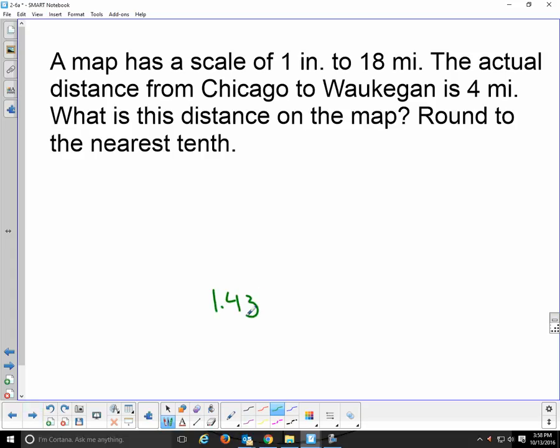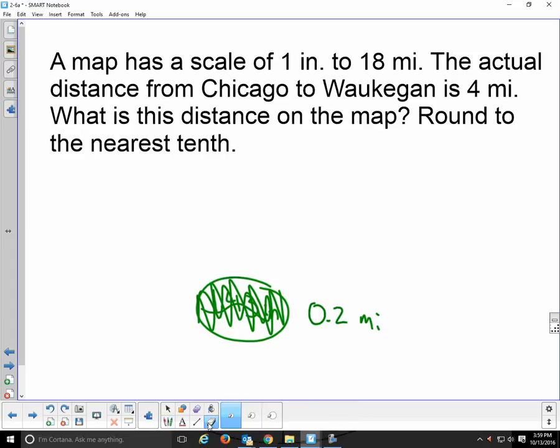1.43 inches. If you didn't get that answer, make sure you, oh, no, I apologize. I'm sorry, I was thinking about the wrong one. Some of you are freaking out or thinking I did it wrong. Nope, sorry. Round your answer to the nearest tenth. It ends up being 0.2 miles, or inches. Been a long day. Inches. Distance on the map, rounded to the nearest tenth, 0.2 inches for that one.